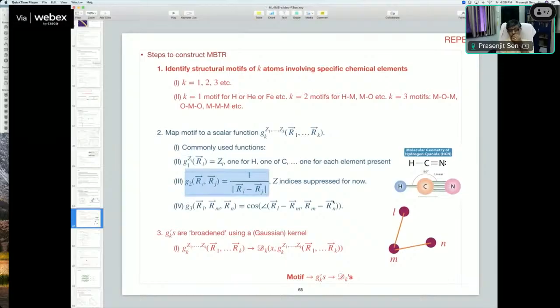But when we have two atom motifs, we take care of the distance. So the distance between the two atoms, and G2 for two atoms is simply 1 over their distance. And in this expression, we have not explicitly written the Z's, but it will of course depend on Z1, Z2. So for each unique Z1, Z2 pair, you will have a G2 function, which is just equal to 1 over the pair distance.